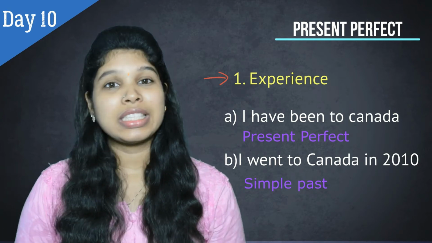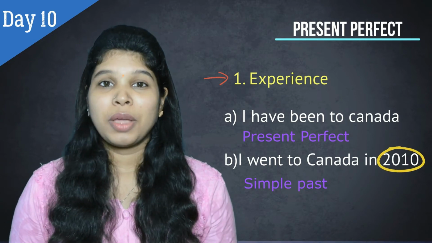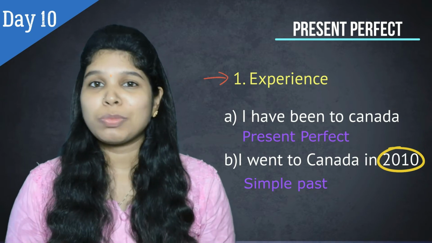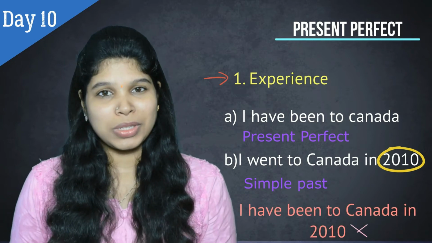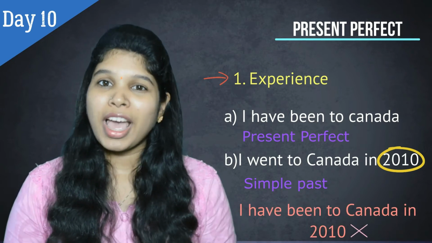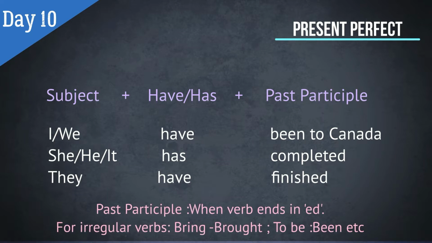Whenever you make a sentence in simple past tense, you specify the time, right? Like the year or month or the day. But when you use present perfect, you do not specify any time. For example, I cannot say I have been to Canada in 2010. That is wrong. You have to say I have been to Canada. As you can see, the rule of present perfect is subject plus has or have plus past participle. Past participle is whenever a verb ends in ed. Now in this case, since the subject is I, you used have, and be, the past participle of be is been. That is why you used I have been to Canada.